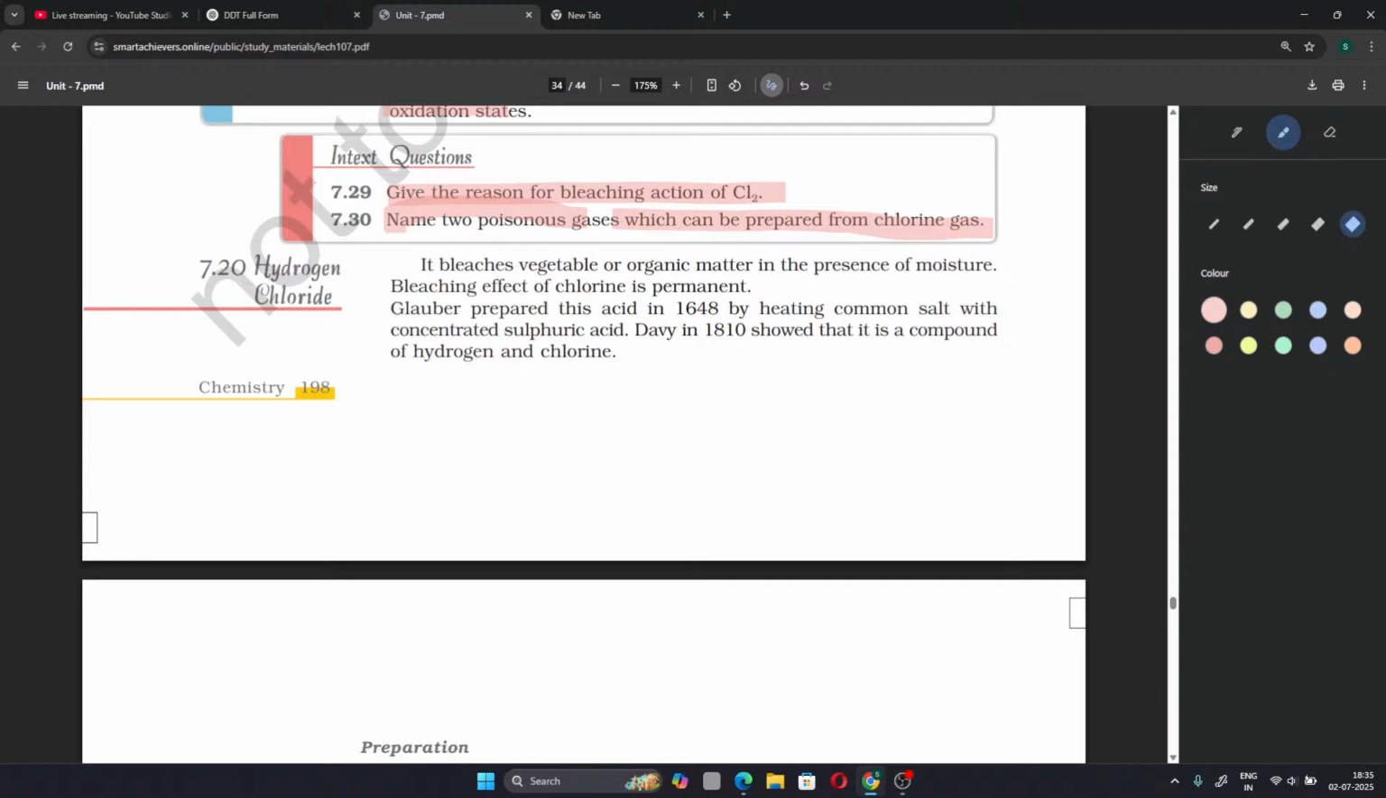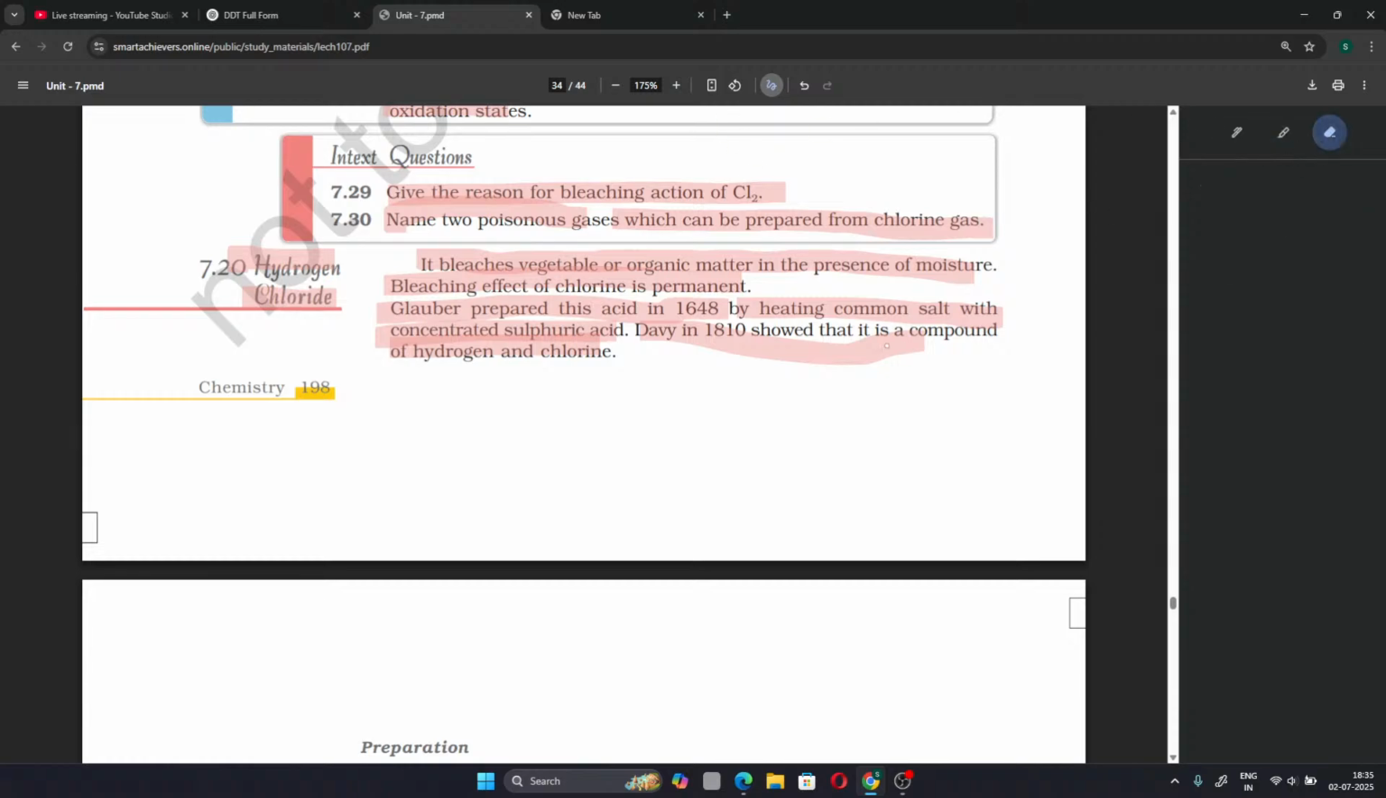Now, hydrogen chloride or hydrochloric acid. It bleaches vegetable or organic matter in the presence of moisture. Bleaching effect of chlorine is permanent. Glauber prepared this acid in 1648 by heating common salt with concentrated sulfuric acid. Davy in 1810 showed that it is a compound of hydrogen and chlorine. Davy also gave the name chlorine, for its yellow color.